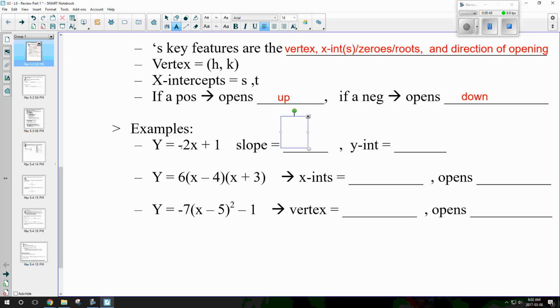So remember, the slope in our equation is always the one that's sitting in front of the x. So our slope in this one is -2. And our y-intercept is always the one at the end. So our y-intercept in this case is +1.